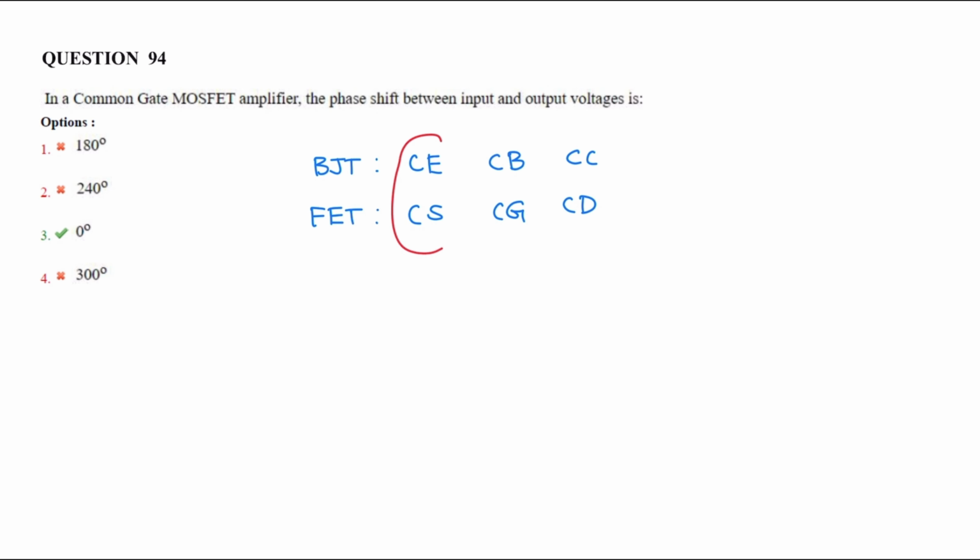In common emitter configuration and common source configuration, there is a 180-degree phase shift between input and output, whereas common base, common gate, 0-degree phase shift, and common collector, common drain, 0-degree phase shift between input and output. So in the question they have asked common gate configuration. For common gate configuration, the phase shift between input and output is 0.